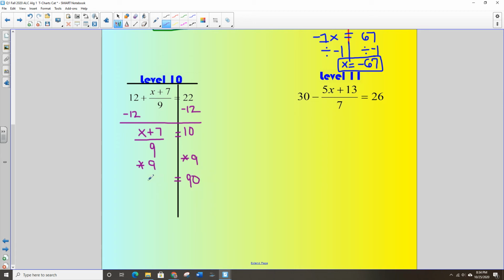All right, so we got x plus 7 equals 90. And what's your last step? That's right, you subtract 7 from both sides. X equals 90 minus 7, 83.